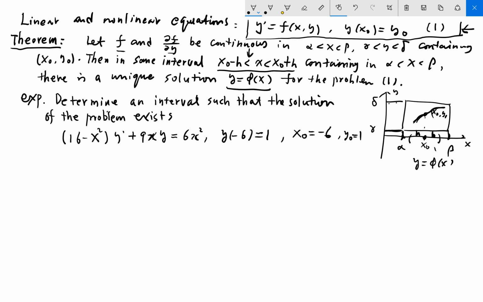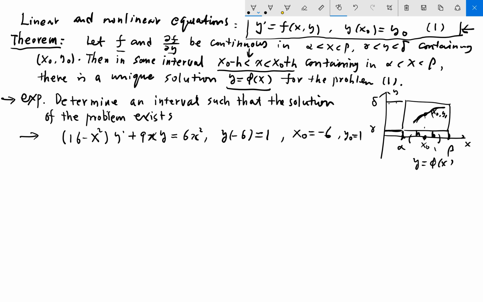Now let's understand what this theorem means by looking at this example. In this example, we want to determine an interval such that the following problem's solution exists and is unique. Here is our problem, which is just a special case of equation 1. Now, what can we say about this equation? In fact, this equation is linear. You can check that it is linear.